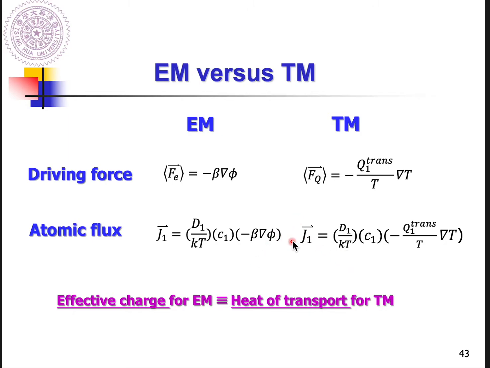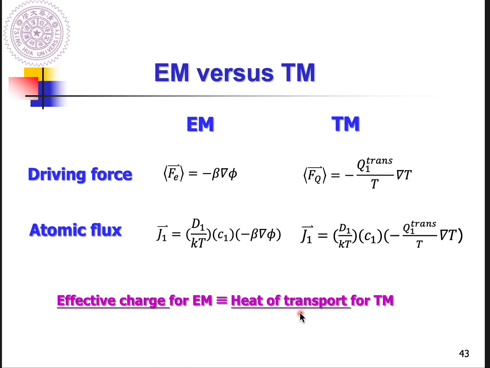So I give you a summary here. For thermal migration, the mass transport driven by temperature gradient, for the driving force here, we use the heat of transport to modify the thermal driving force. And because the driving force is modified, we can reformulate the atomic flux from mobility, concentration, and the modified driving force here.